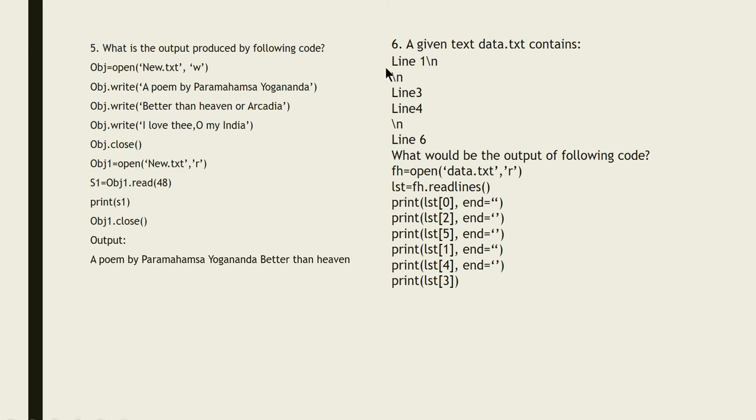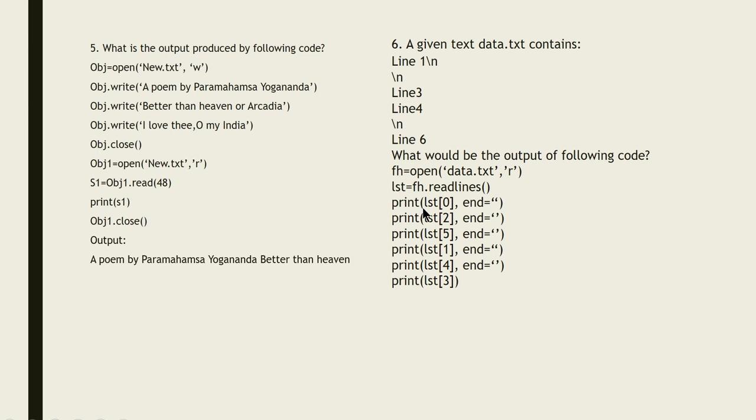Okay, so line 1 \n will be the first element. \n alone will become the second element. The third element of the list is line 3, the fourth element of the list is line 4, line 5, and then line 6. That is, there are 6 elements, so starting from index 0 to 5. Okay, that is the understanding required.